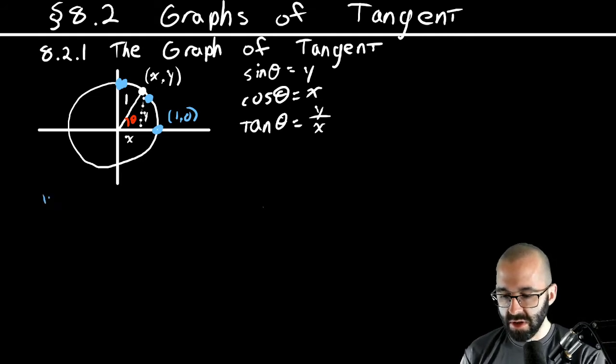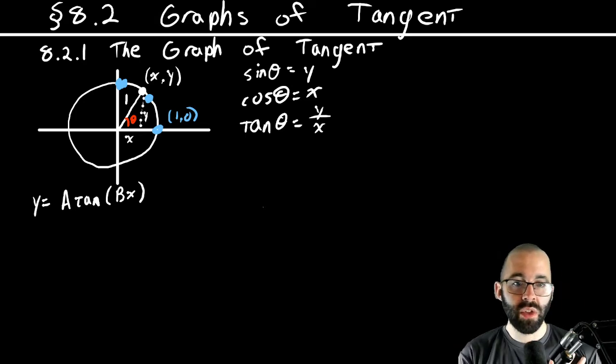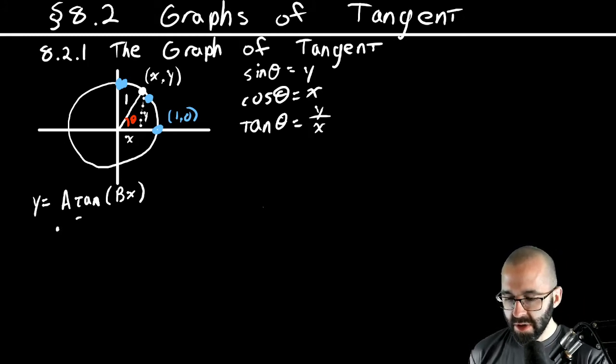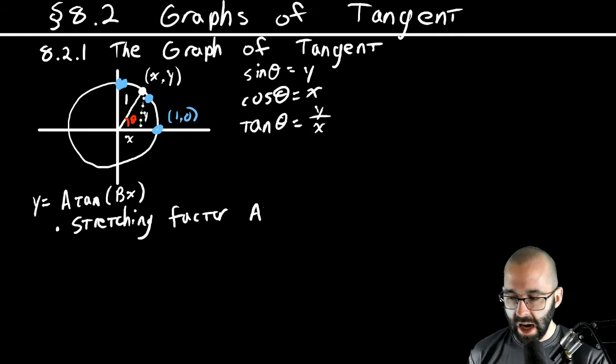So if we look at the function y equal to a times the tangent of bx, we're going to have a couple results that are very familiar with 8.1, with the interpretation for what these a and b values represent for sine and cosine. All right, so we're going to have a stretching factor a, technically the absolute value of a.